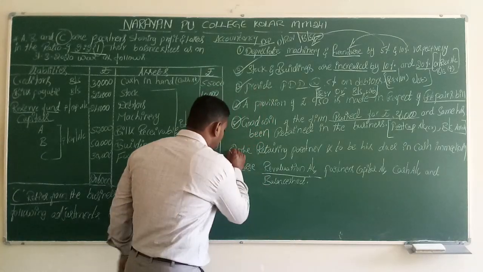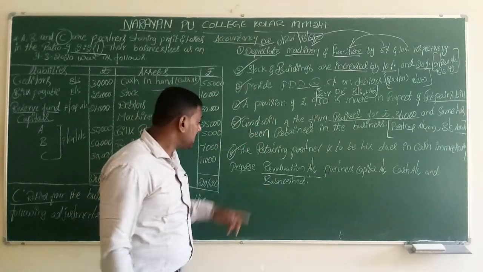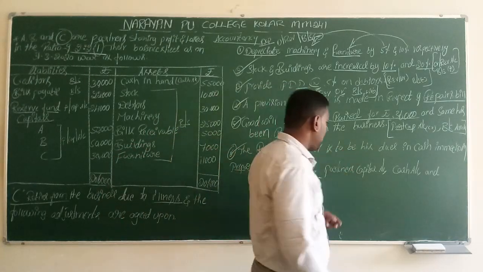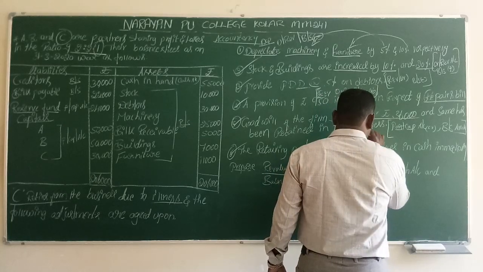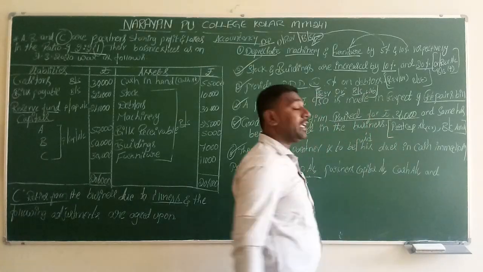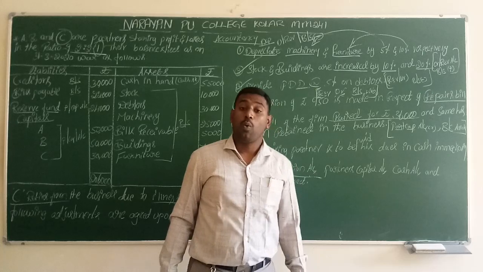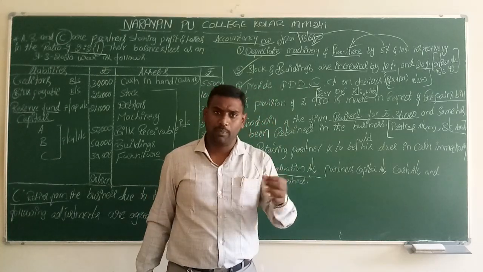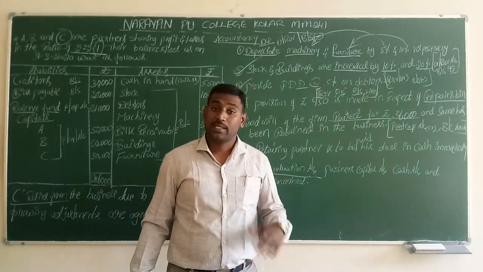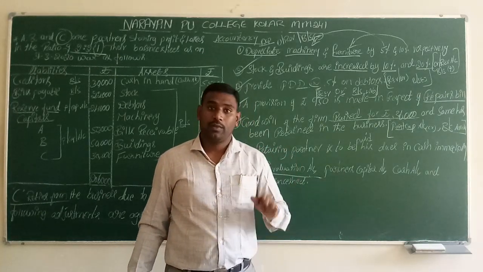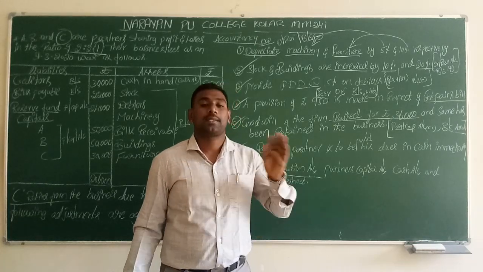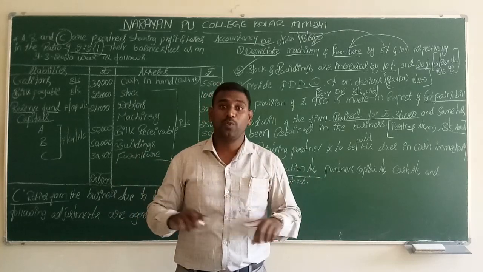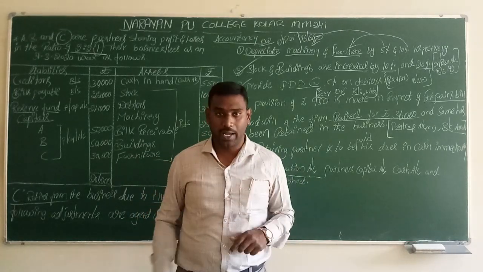Let's come to adjustment number 6. It says the retiring partner is to be paid his dues in cash immediately. Whatever is due to the retiring partner after his retirement, we must repay the amount. Sometimes we pay by check if we have a sufficient bank balance. Sometimes we pay in cash if we have a sufficient cash balance. Sometimes we won't have the cash balance or the bank balance.